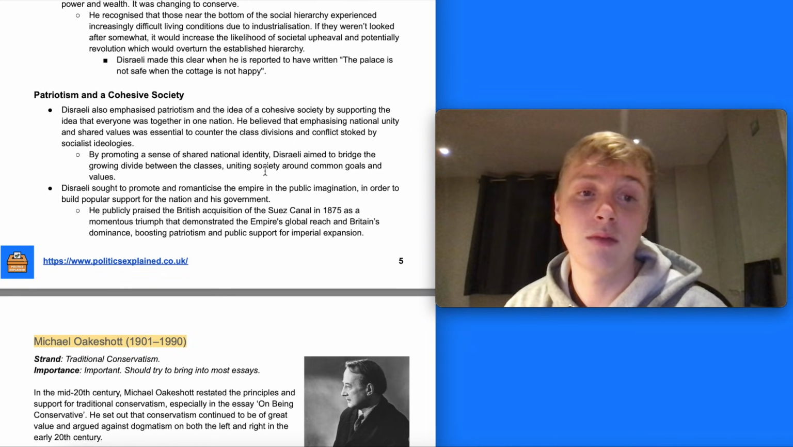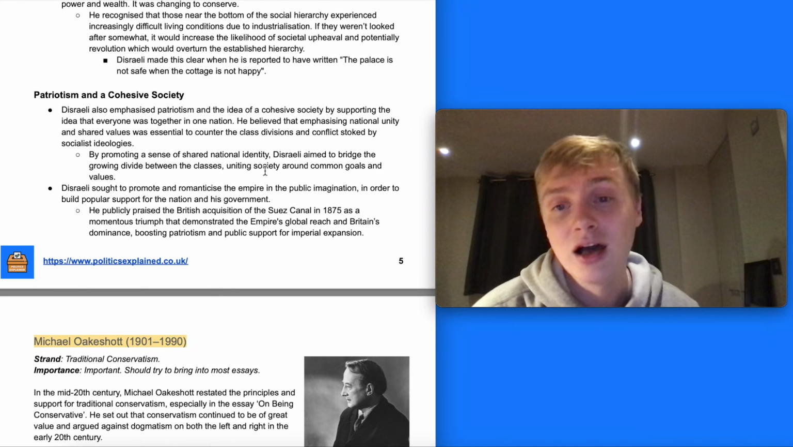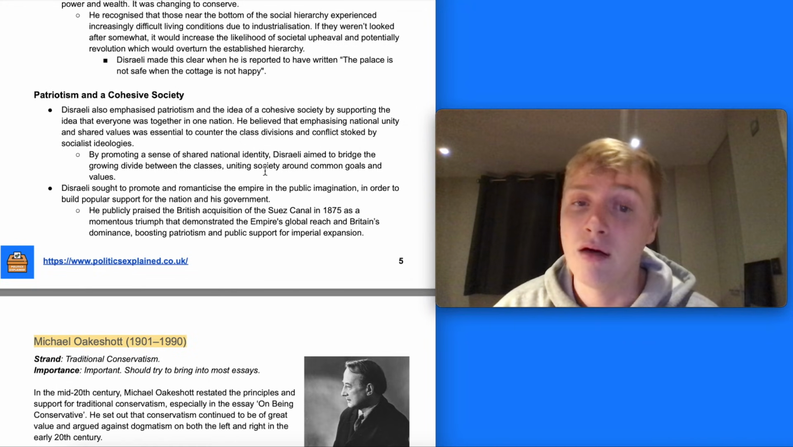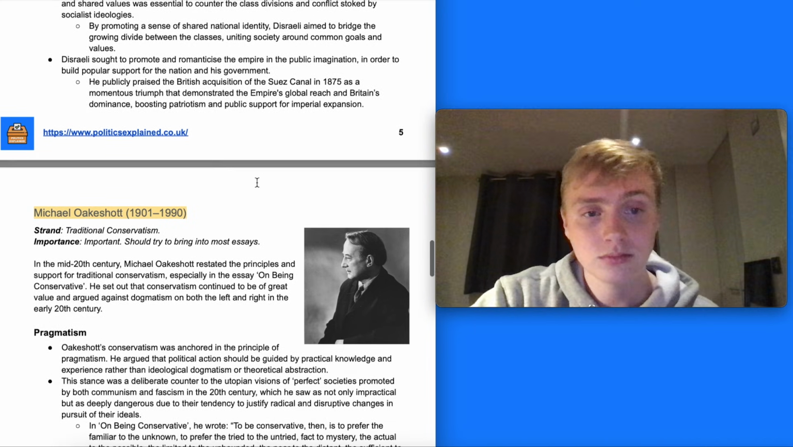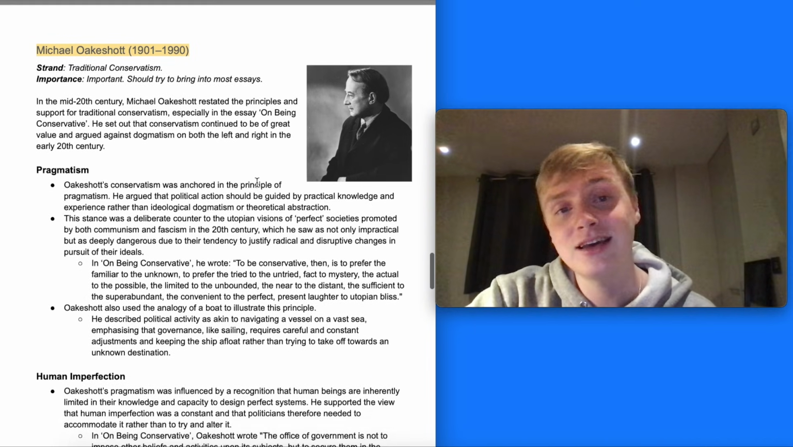And he supported to promote and romanticize the empire in the public imagination as part of this, for example, with the Suez Canal. So next thinker is Michael Oakeshott.